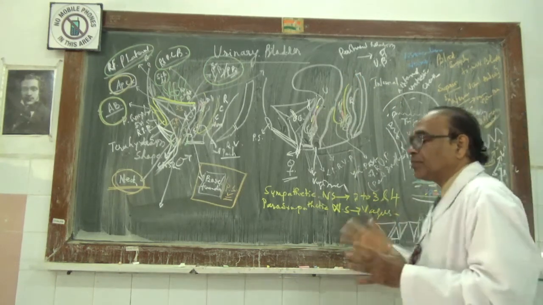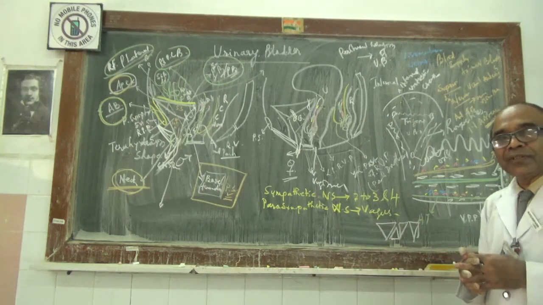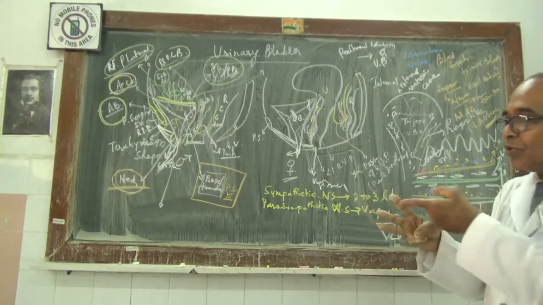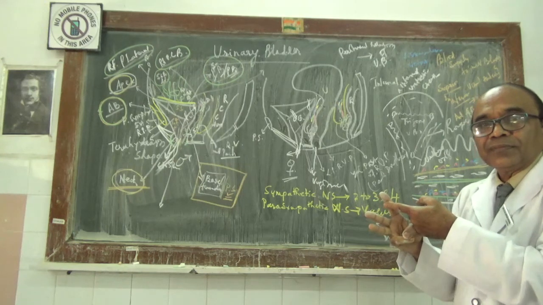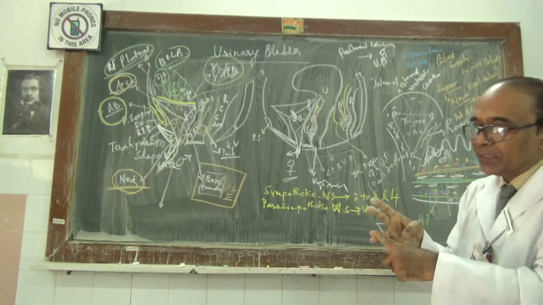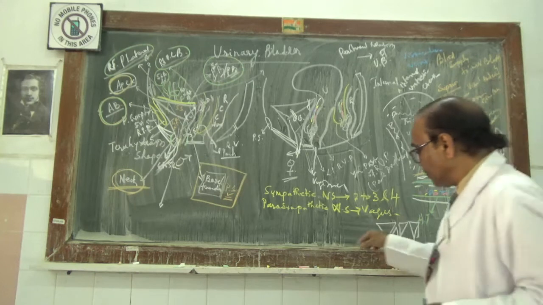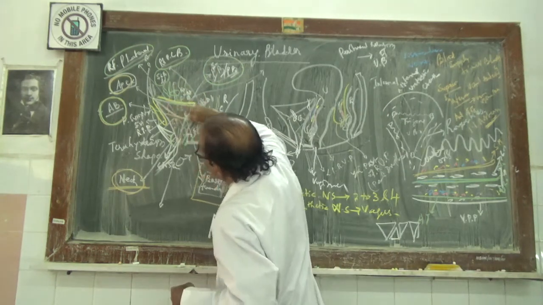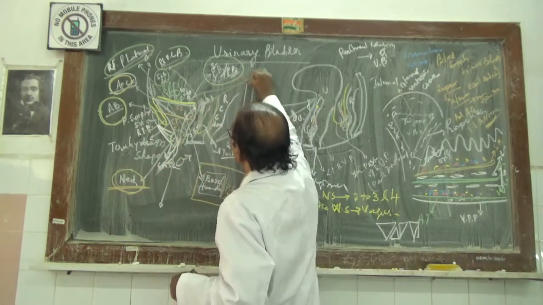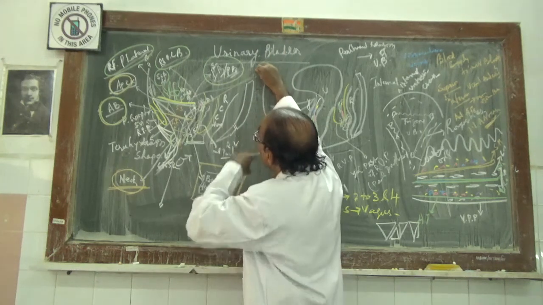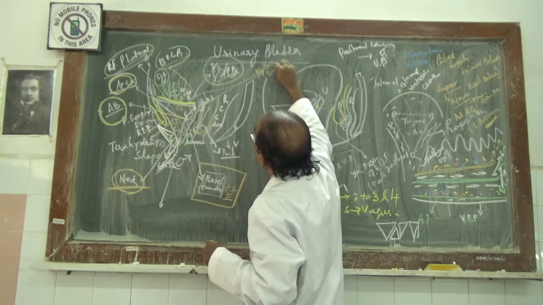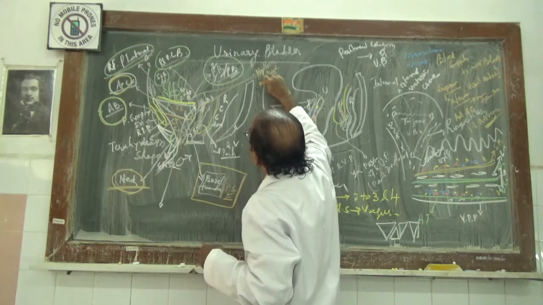Now after having had this, you have to go to the embryology. The embryology of the urinary bladder is by three parts. One is the upper, that is the cranial portion. Another is the middle portion. Another is the caudal portion. The upper part is by the allantoic duct and mesonephric duct.